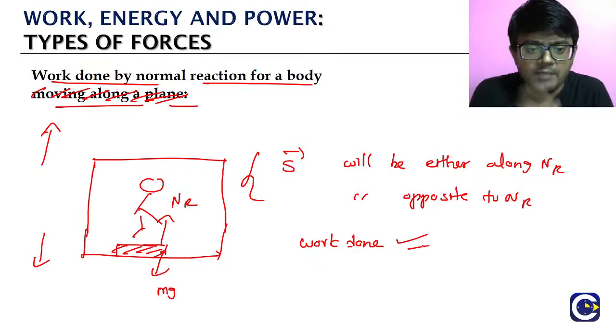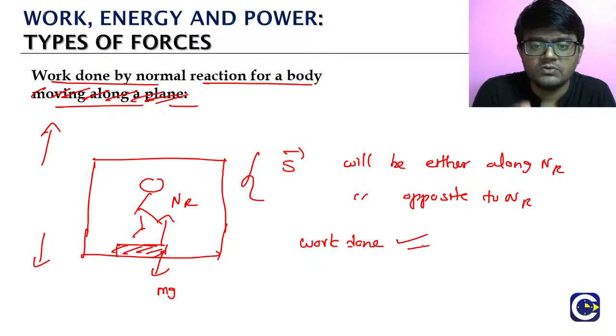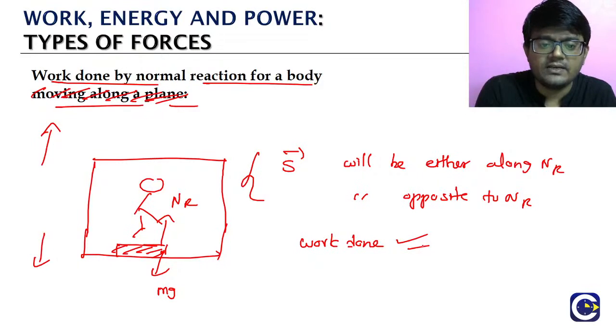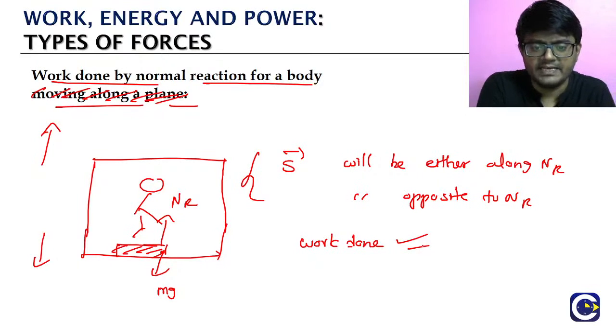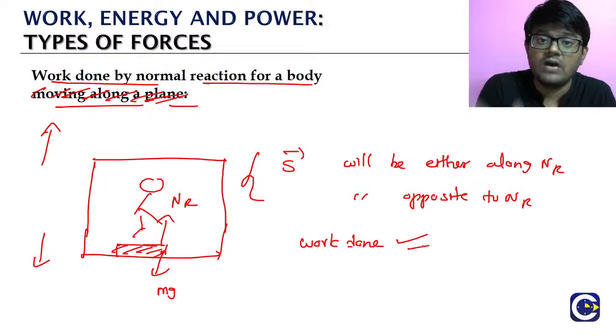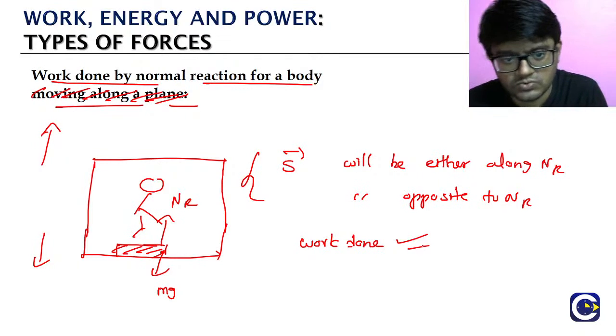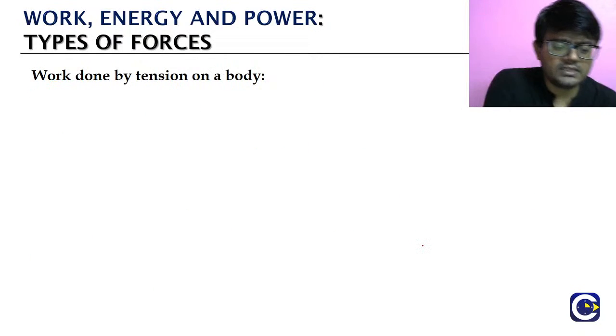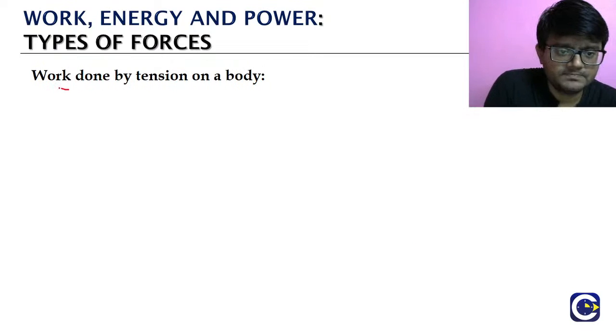Okay, if we take such a case, what will come? The work done by normal reaction will be 0. If it is not like that, then in the general motion that you are seeing like this, in this kind of case, you can have work done by the normal reaction also. Okay? Next, work done by the tension force.